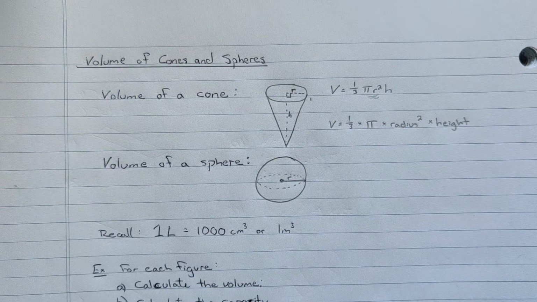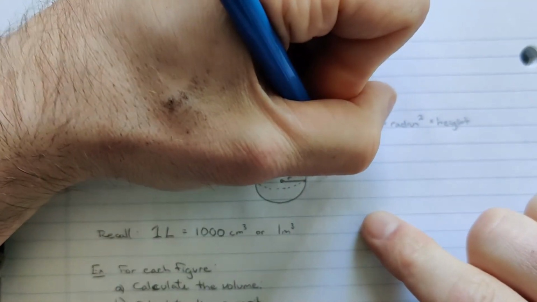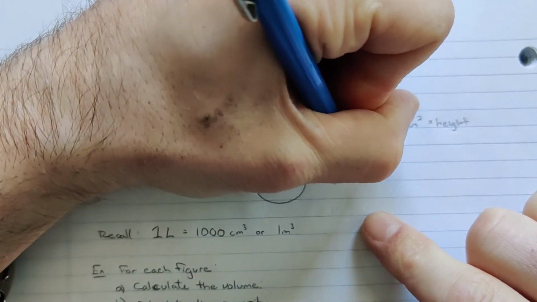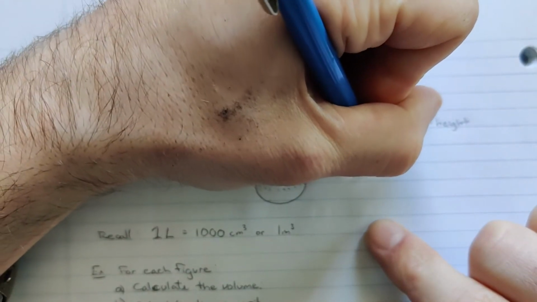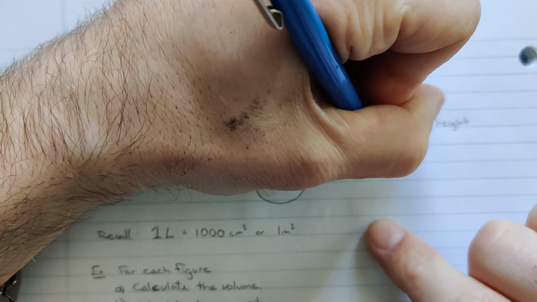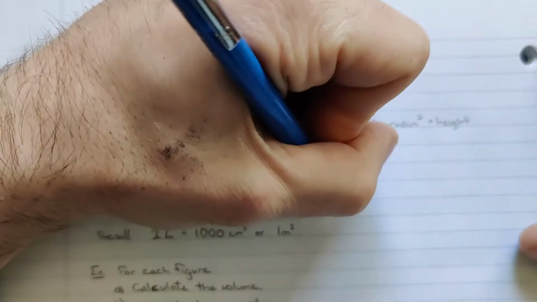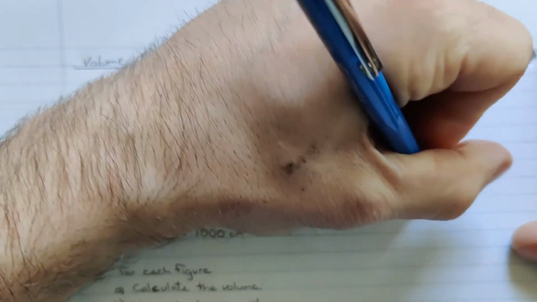So the radius of the sphere is all we need to calculate the volume. So the volume equals 4/3, in this case, pi r cubed. So the volume is equal to 4/3 times pi times the radius cubed.